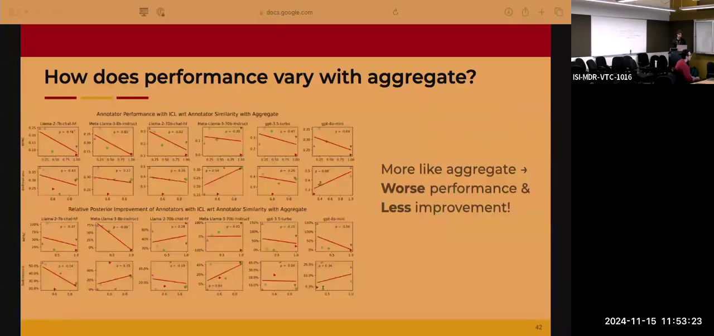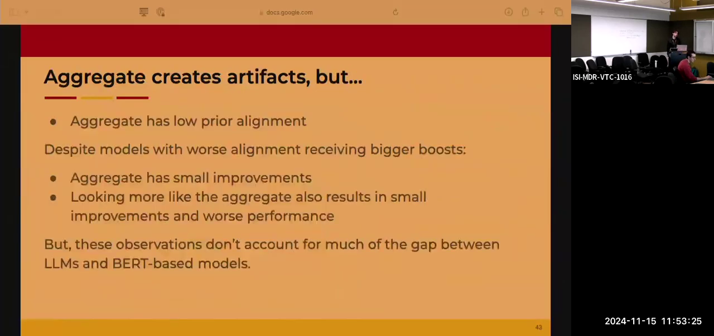Okay. So to summarize our aggregation experiment, we find that the aggregate has low prior alignment, which is the first indication that something is happening with the annotations. But despite models with worse alignment receiving bigger boosts, and by models here I don't mean the large language models but the model of the annotator, we find that the aggregate receives smaller improvements, and that looking more like the aggregate also results in smaller improvements and overall worse performance.